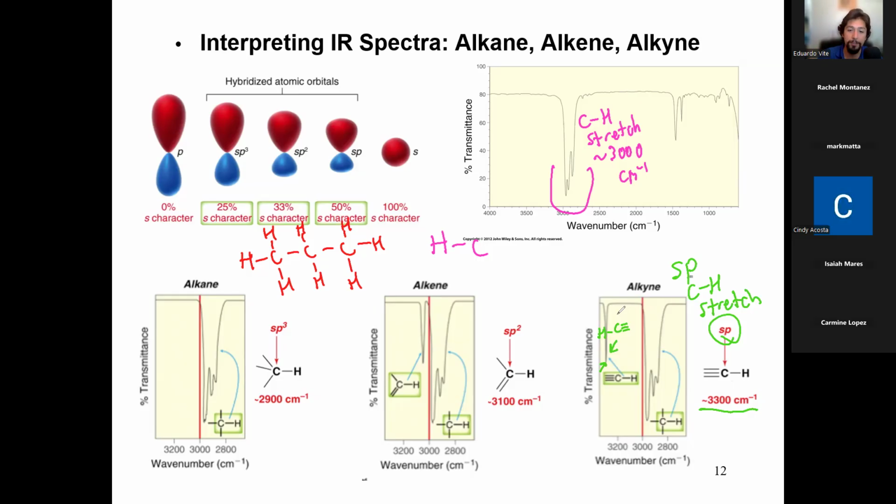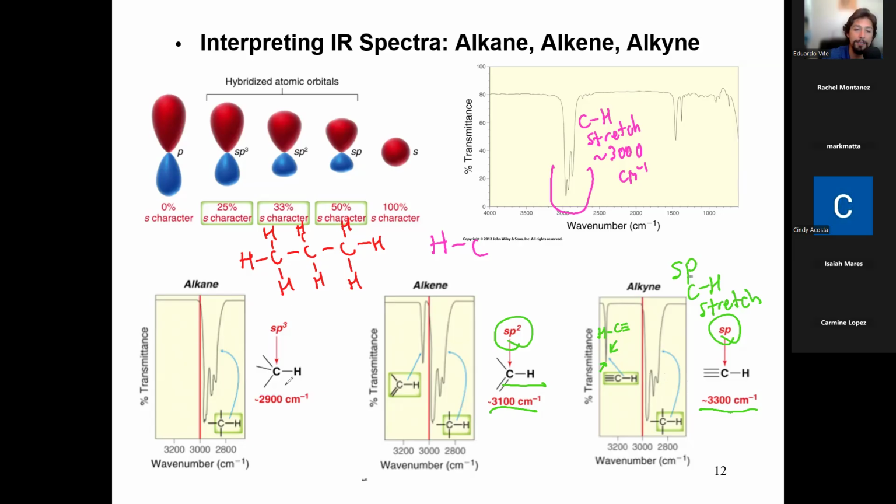And then if you look at the middle, you see the alkene. This is your sp2 CH stretch. And this happens at a smaller wave number, 3100, because double bonds are weaker. So their number should be less than triple bonds.